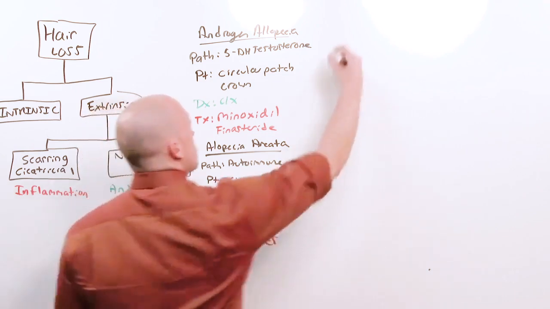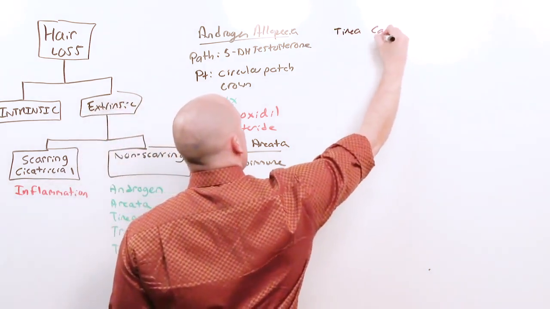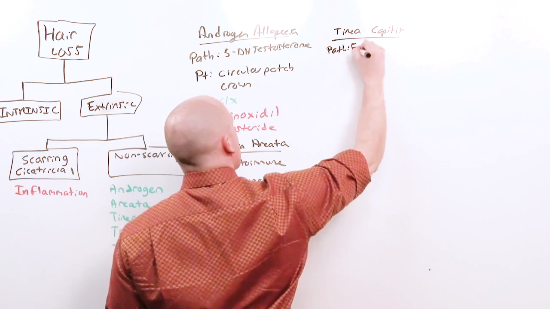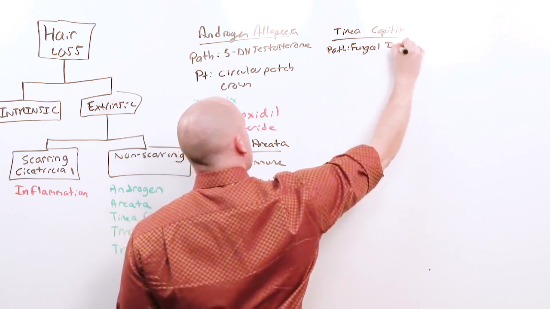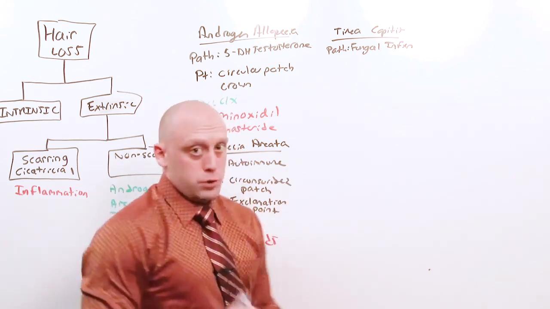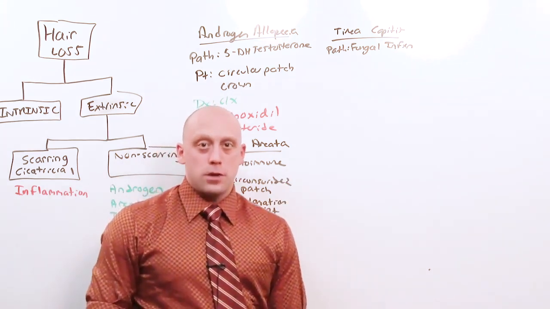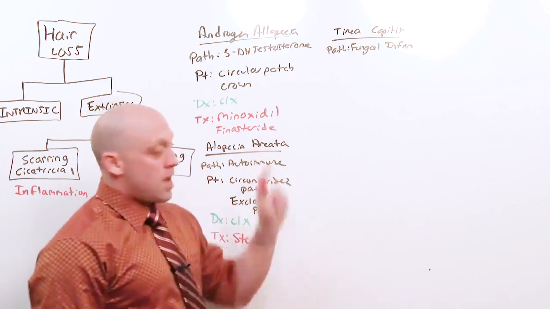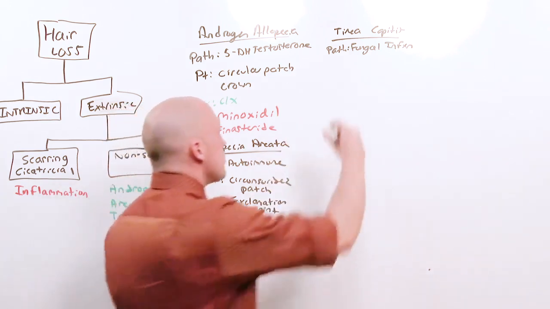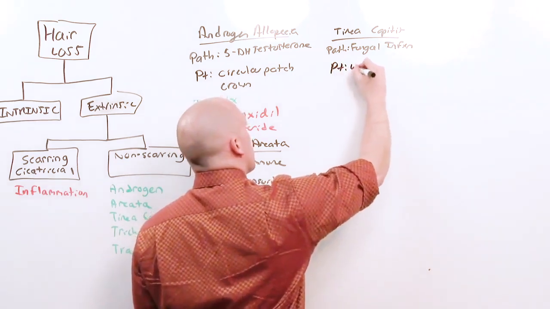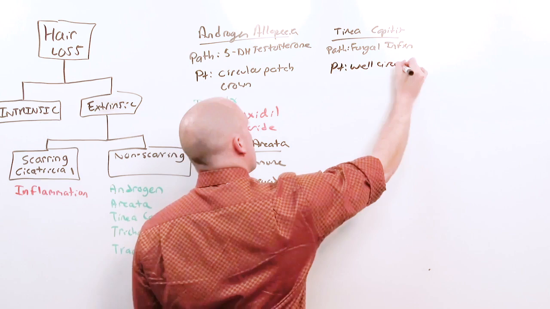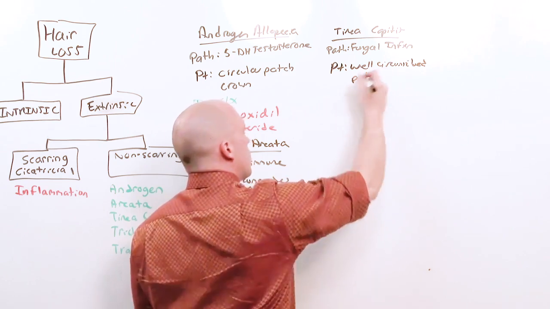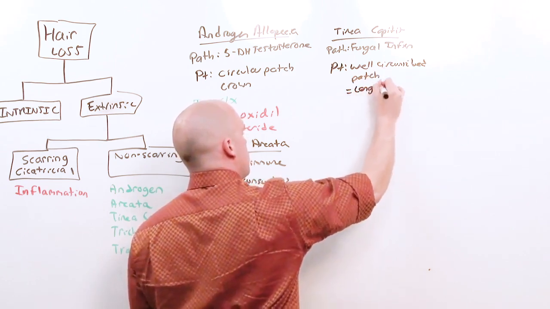Then we have tinea capitis, and tinea capitis is a fungal infection. And I do not want you to remember the name Trichophyton tonsurans. Going for 270, that's fantastic. But just know that tinea capitis is a fungal infection. And what happens is that you're going to see a well-circumscribed patch of hair loss, but all the hairs are going to be equal in length.